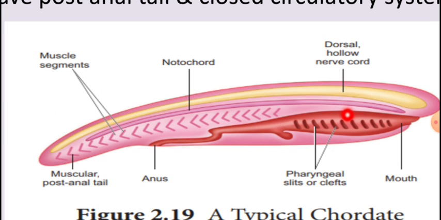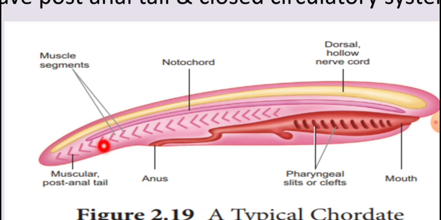Also they will be having a post-anal tail. This is the post-anal tail, an extension of the body that runs past the anus, and in humans it is present only in the embryonic stage. It is absent in adult humans.